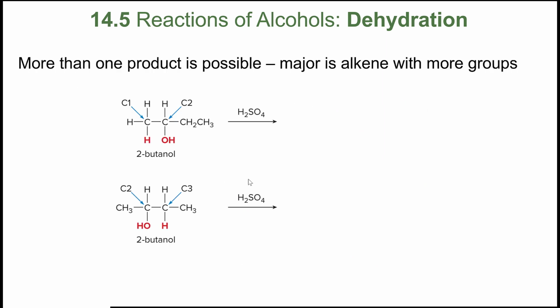Oftentimes with dehydration reactions, you can form more than one possible alkene. So if we're looking at 2-butanol here, we have carbon 1 and carbon 2. We can eliminate from either side. So the first alkene you might look at forming is 1-butene, where the alkene forms between carbon 1 and 2. Or with the same structure, you can dehydrate between carbon 2 and carbon 3 to give 2-butene.